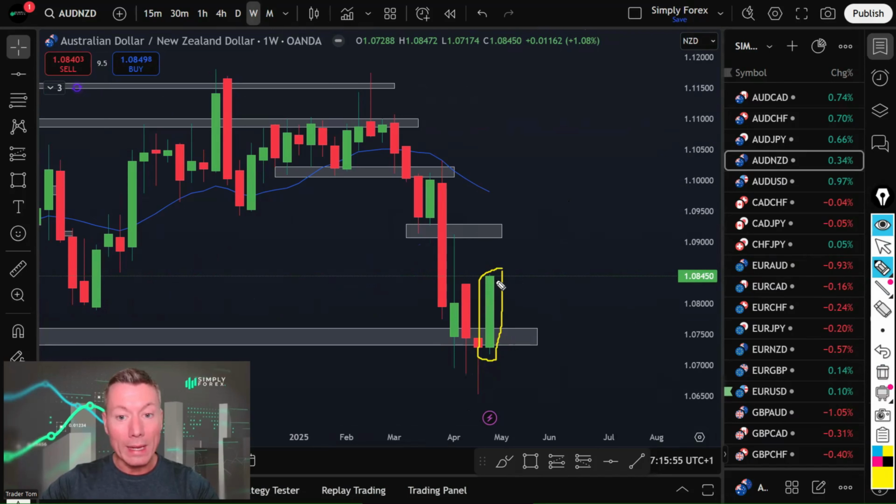So I would suggest we can buy this again, just back up to this area of resistance here. And this 1.09 thousand level would be a good level to aim for. All right, so we want to buy Aussie dollar, New Zealand dollar. I'm just looking at my little sheet of information. What else are we looking at, guys?